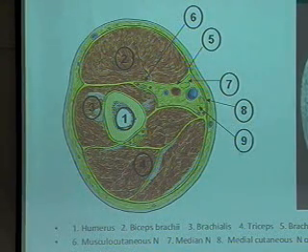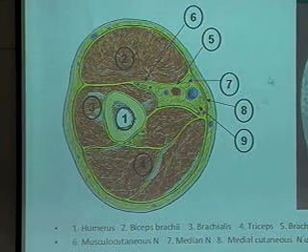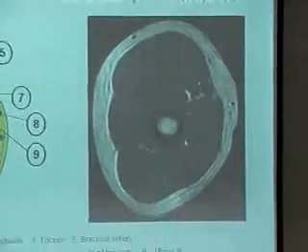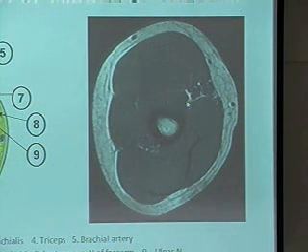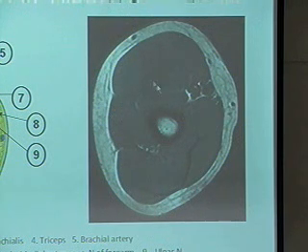Okay, so this is what we are seeing here in a scan picture. Again, the humerus, all those blood vessels and nerves. You can identify this muscle. The one that is close to the bone is brachialis. So that is brachialis. This is biceps. This will be the triceps.